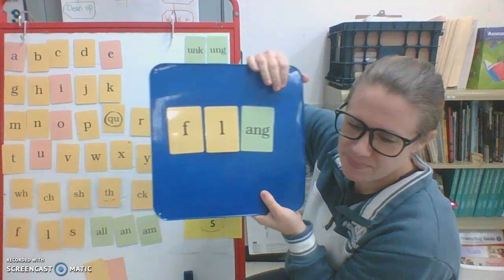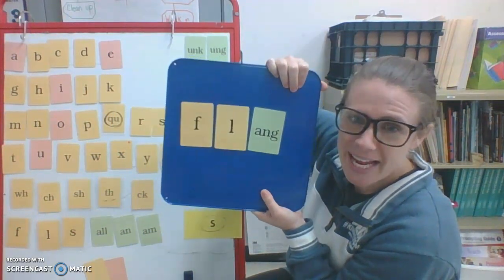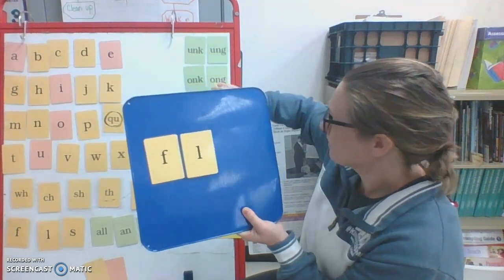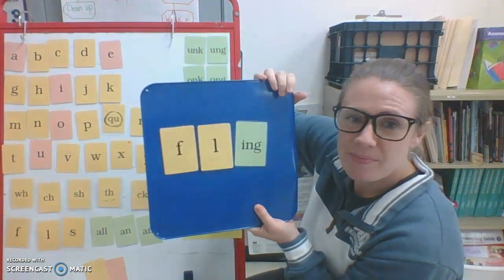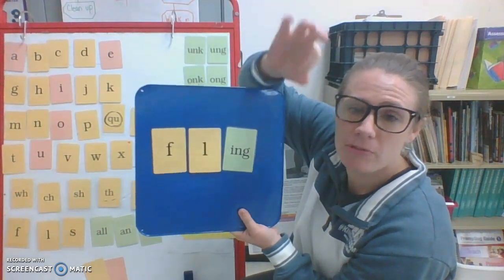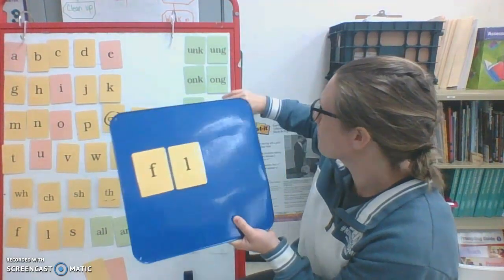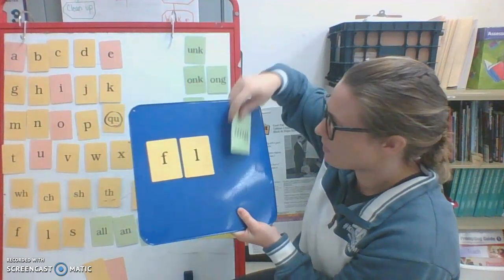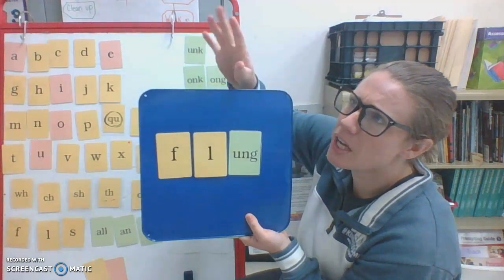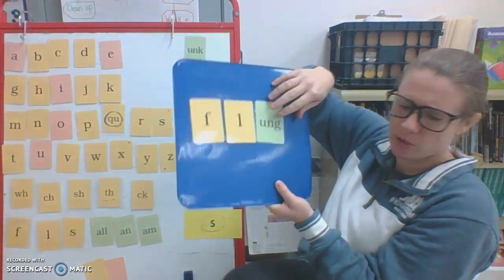What's this one say? Flang. Real word? Nah. How about this? Fling. Yeah, that's a real one. You could fling a crumb, fling a bug, fling it away. How about this? Flung. She flung it away. Kind of a weird word.